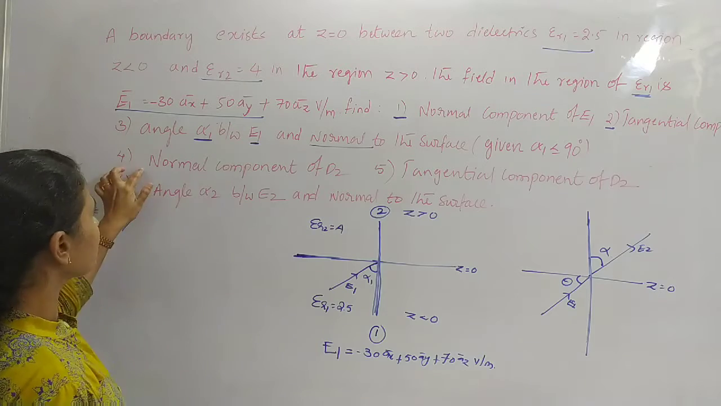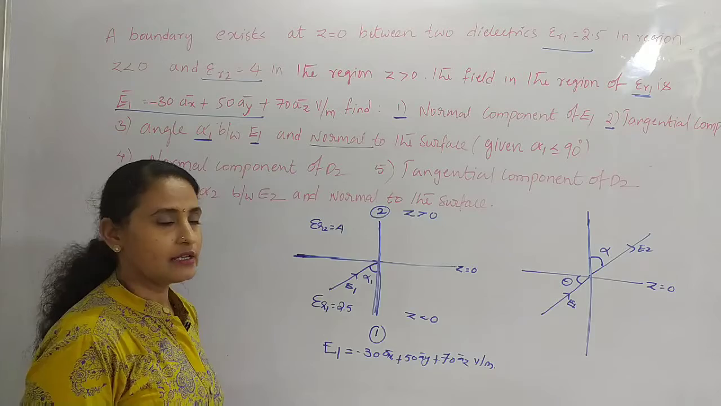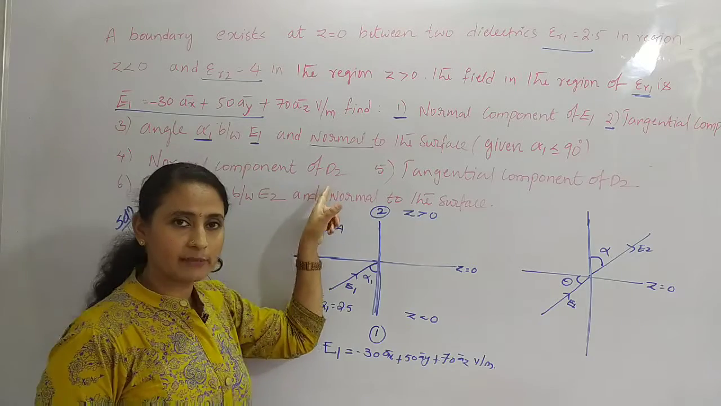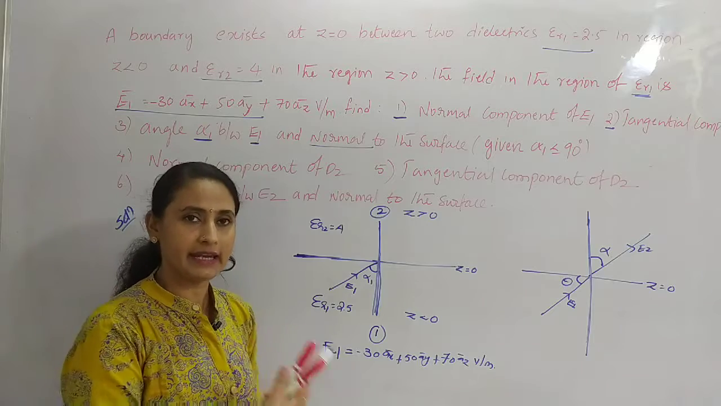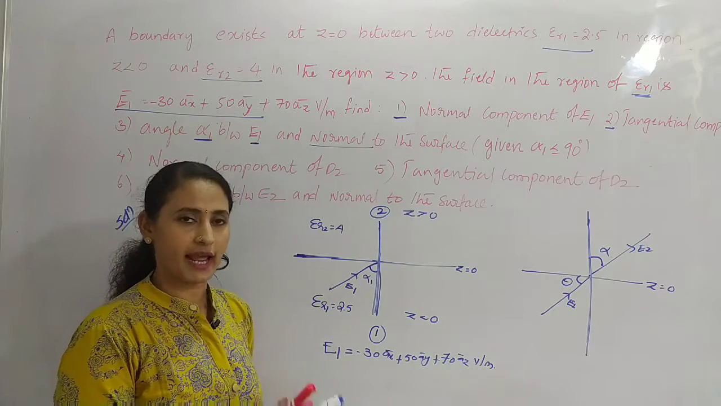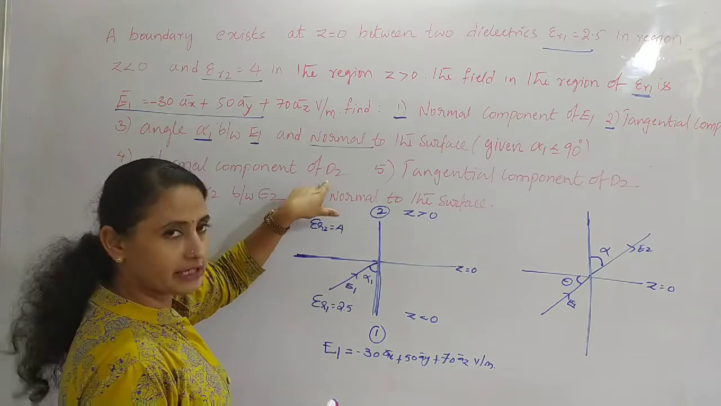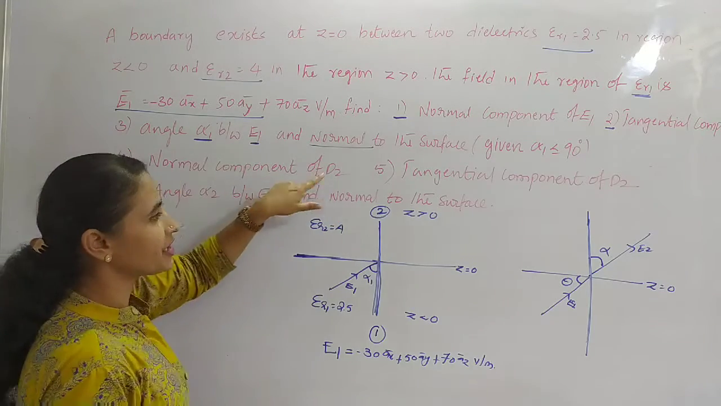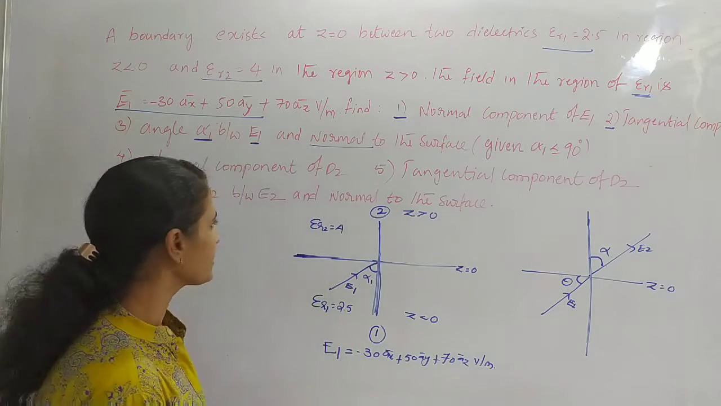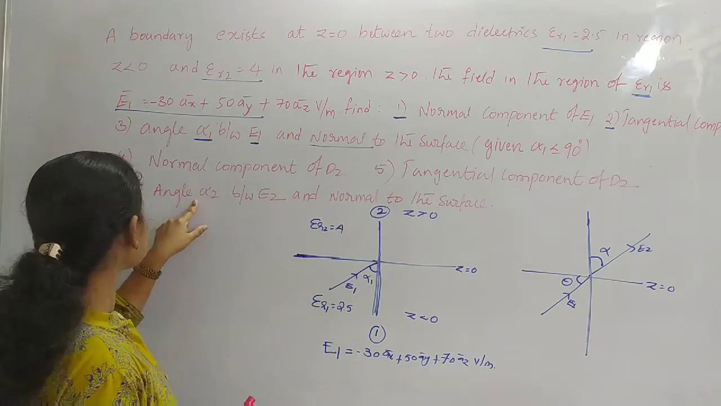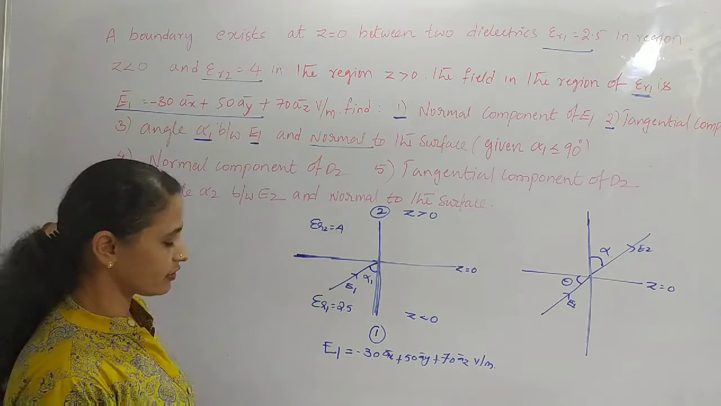In the fourth part, find the normal component of D2. If we want to find the normal component of D2, first of all we have to obtain E2 from E1. E2 can be resolved into tangential and normal components, from which we can obtain the value of D2. So, the normal component of D2 means flux density, and then the tangential component of D2. In the same way, in the sixth bit, it is asked to find the angle alpha 2 between E2 and the normal to the surface.